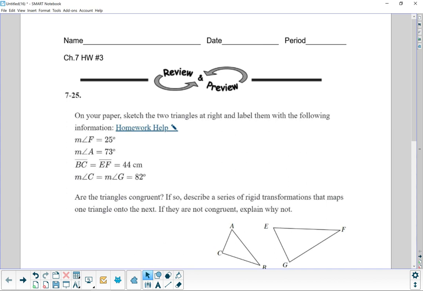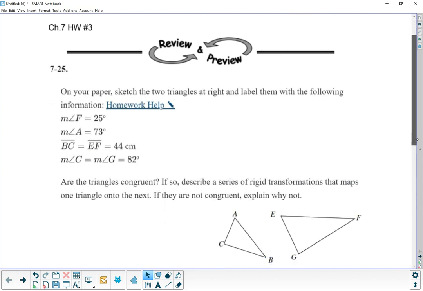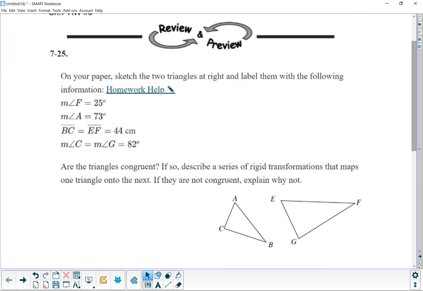Number 25, on your paper, sketch the two triangles at right and label them with the following information. Talking about these two down here. Angle F equals 25 degrees, so you want to do that, and you put 25. Angle A equals 73 degrees.